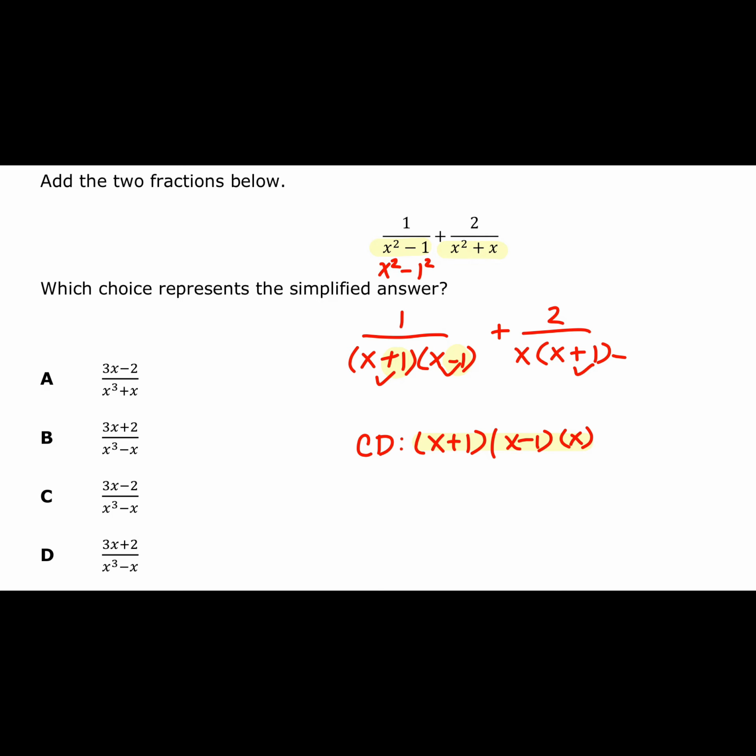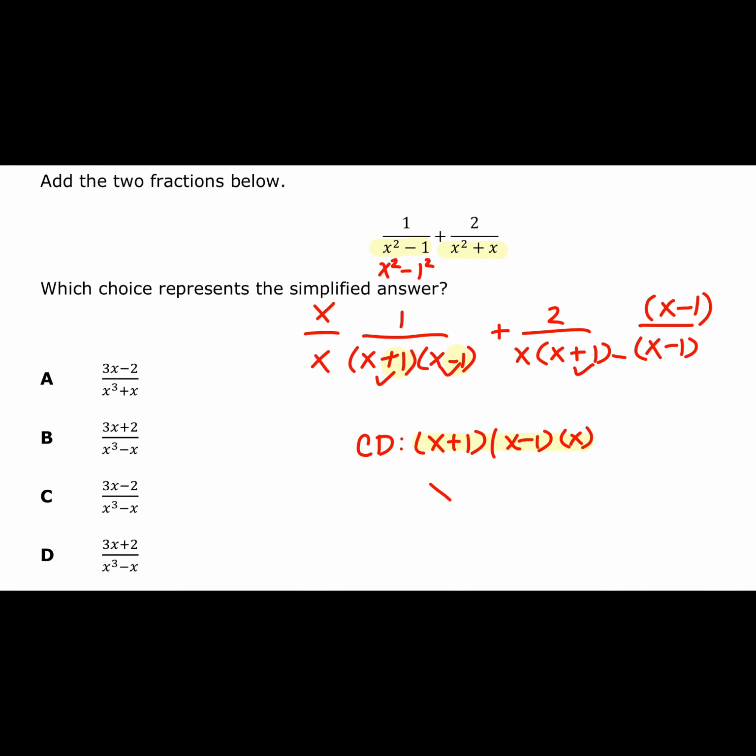And so if I'm looking at the first one, I have x plus 1 and x minus 1, but I don't have x. So I know that on the top and the bottom, I need to multiply by x. If I look at the second one, I see I have the x plus 1, but I don't have the x minus 1. So I need to multiply top and bottom by x minus 1. And so now I can multiply and combine like terms.